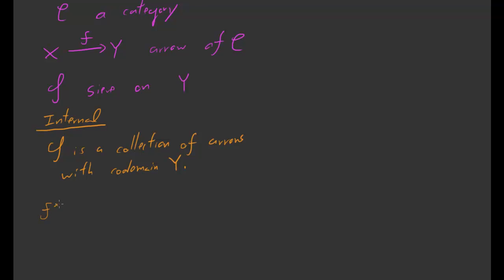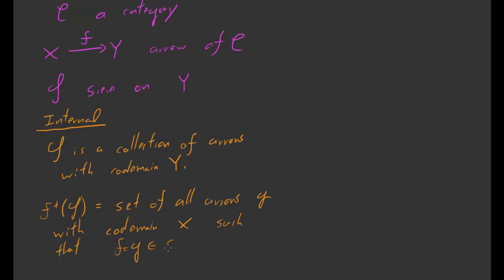So we define f star of S to be the set of all arrows with codomain X such that, maybe I'll say the set of all arrows g with codomain X such that f of g is inside of S. So what does this mean? Well, we have this map f going from X to Y, and we have some arrow, say g, going from A to X.